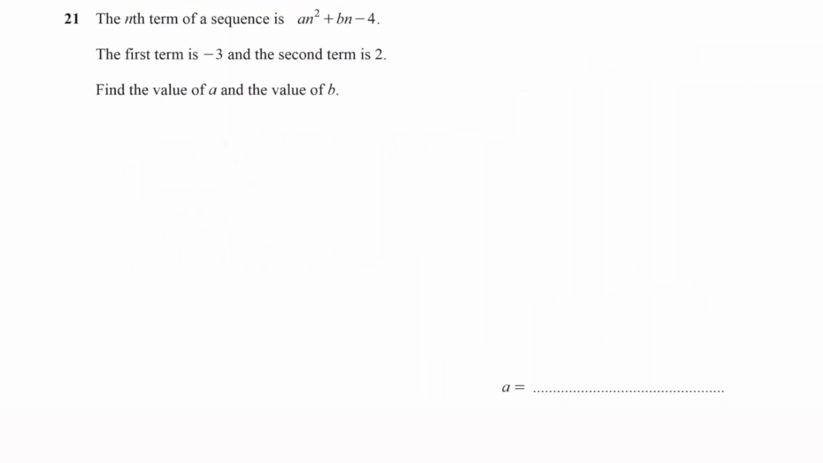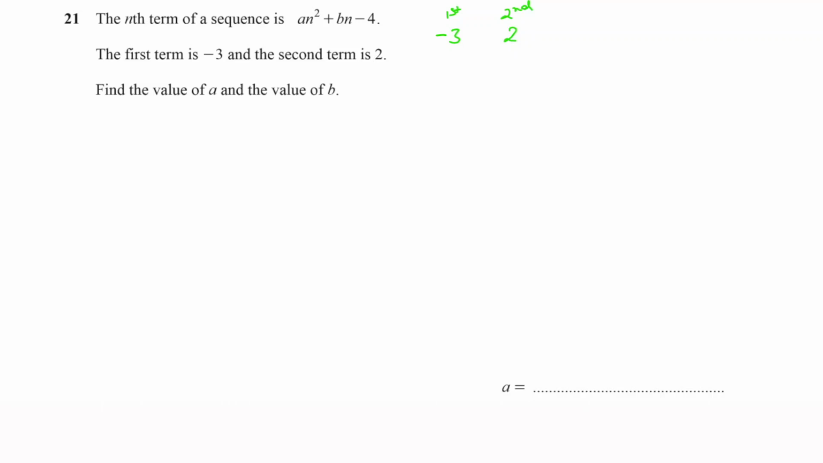Question number 21. The nth term of the sequence is a n square plus b n minus 4. First term is minus 3 and the second term is 2. Find the value of a and b. Okay, the first term is minus 3 and the second term is 2. Okay, this is the first term and this is the second term.